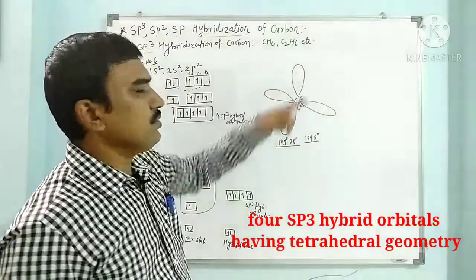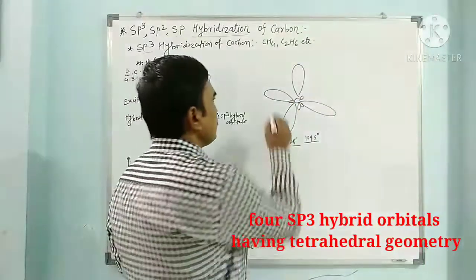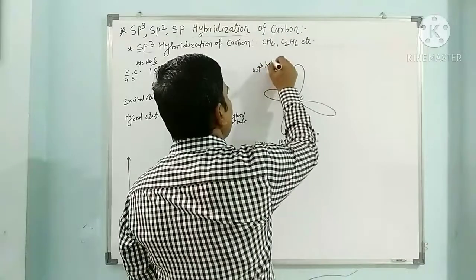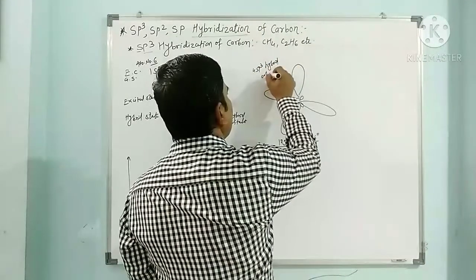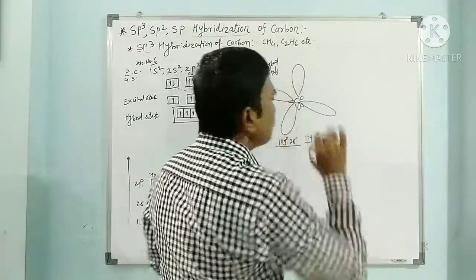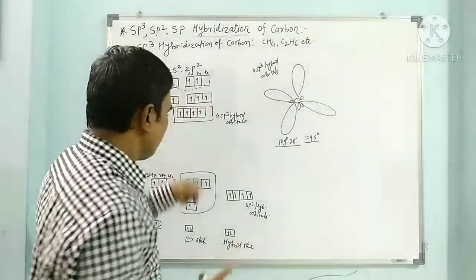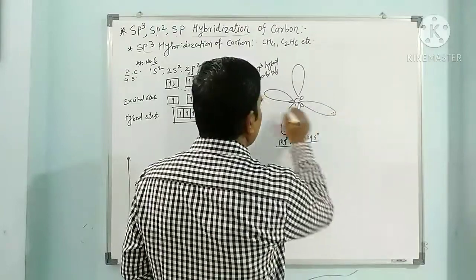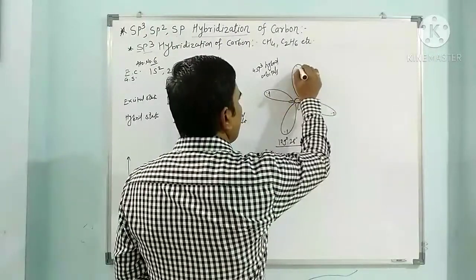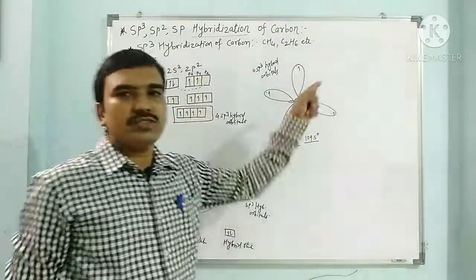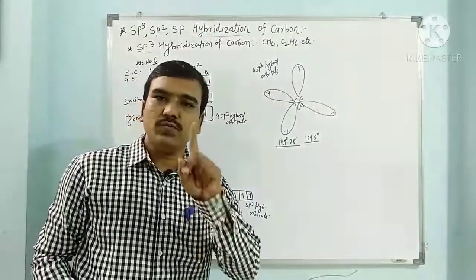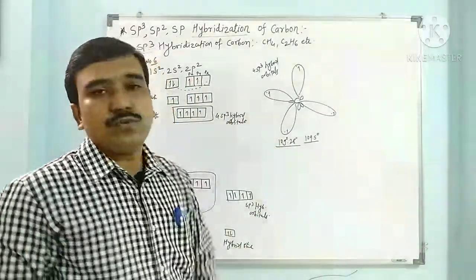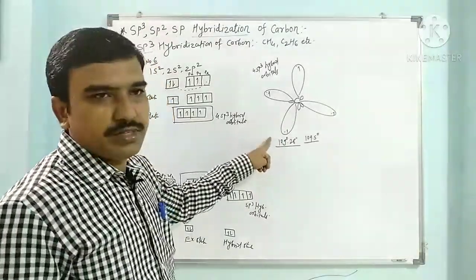So these are the 4 sp3 hybrid orbitals. Now each of these orbitals contains a single electron. Here it is having 1 electron, here 1 electron, here 1 electron, here 1 electron. So each of these sp3 orbitals is having 1 electron. These are the 4 orbitals of carbon.